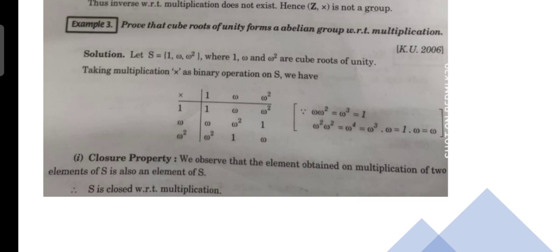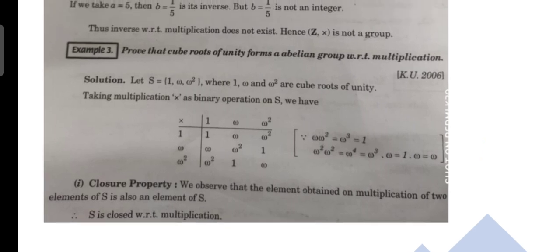Let's start with the first property, that is closure property. We have already seen that all the elements in this composition table are from our set S, which is cube roots of unity. Therefore, it satisfies the closure property. Using the composition table we have drawn, all the properties will be seen. The first is already satisfied because all the elements that we have multiplied are coming out to be from the set S only. So the first, closure property, is satisfied.